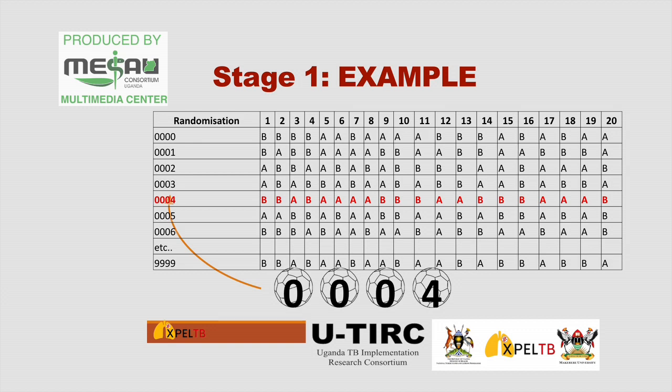So I can quickly read off that facilities 1, 2, 4, 9, 10, 11, 14, 15, 16, and 20 all have Group A, and the remaining facilities are in Group B. So there are 10 facilities in Group B and 10 in Group A. That's just an example, and we're going to do this for real in the next few minutes.